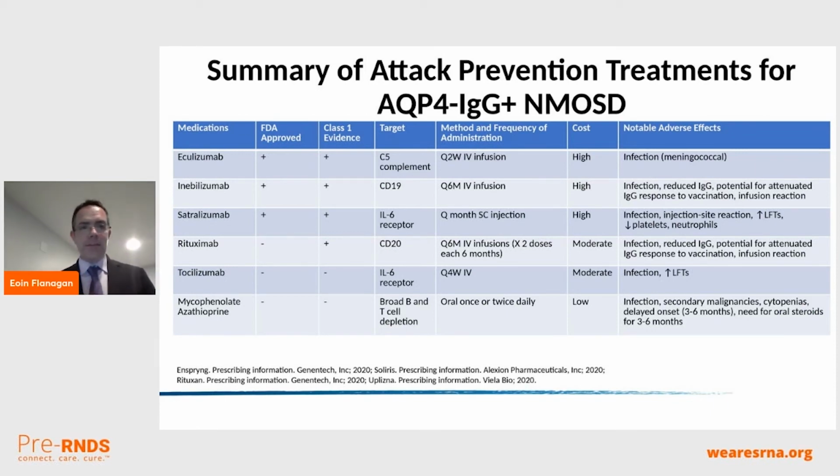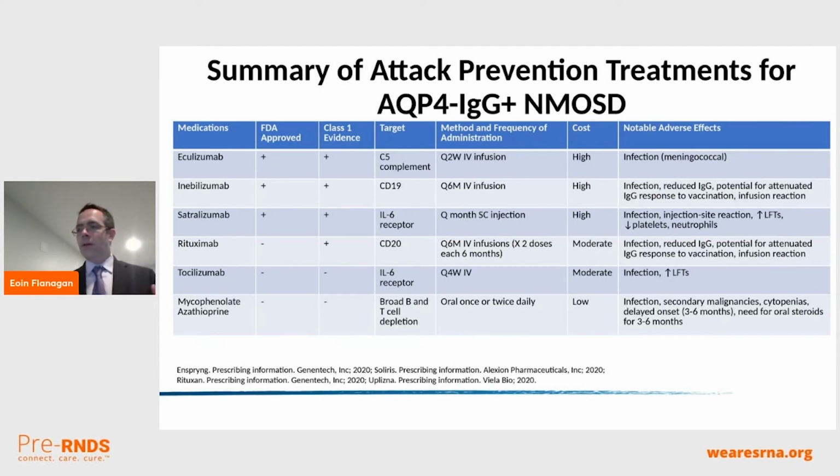The third medication I'd like to mention on the list here is satralizumab. That's also FDA approved, and that targets the IL-6 receptor, which the way I think about interleukin-6 is it's like a fuel for your B cells. It helps your B cells and your plasmablasts to make those antibodies.